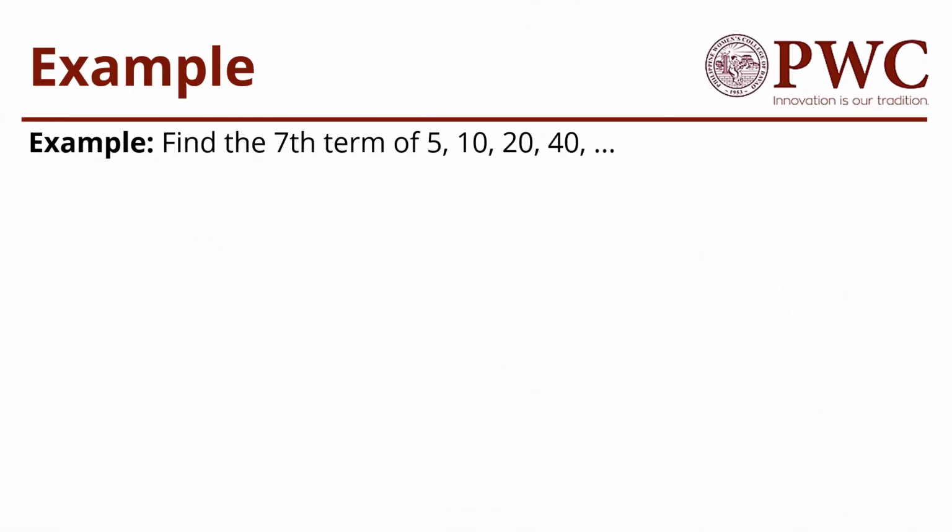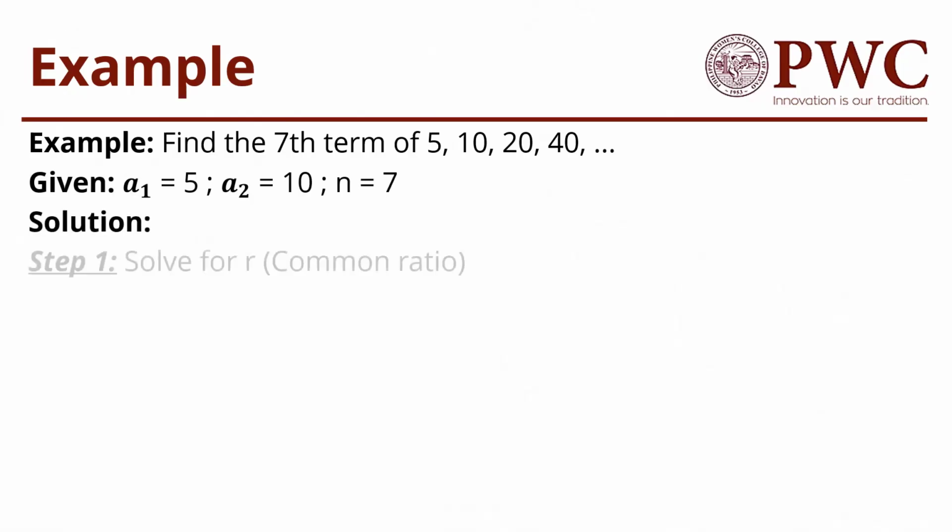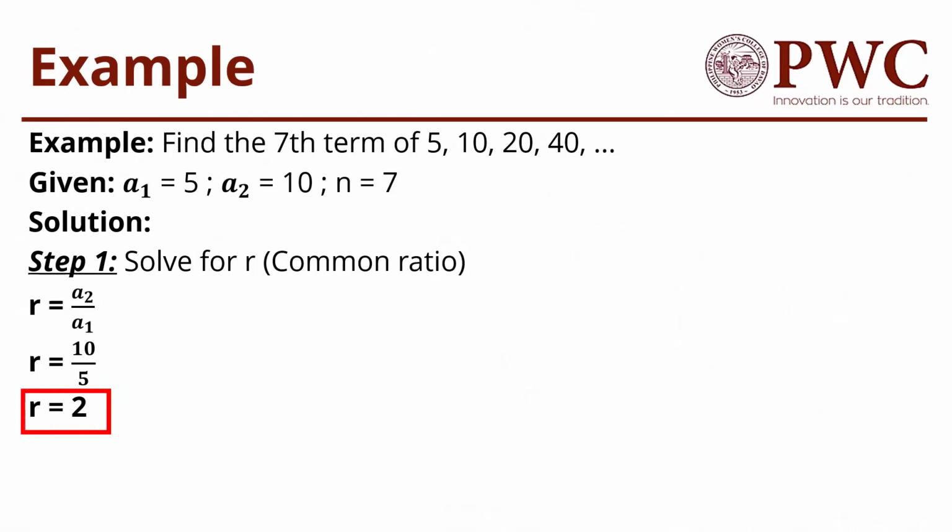Okay? Now, first thing we do is list all the given values. a sub 1 is equal to 5, which is the first term. a sub 2 is equal to 10, which is the second term. And n is equal to 7, which is the position of the term that we need to solve. Step 1. We need to solve for r, which is the common ratio. We know that common ratio is equal to a sub 2 over a sub 1. Second term is 10. First term is 5. So we have 10 divided by 5. That is 2. Our common ratio, r, is 2.